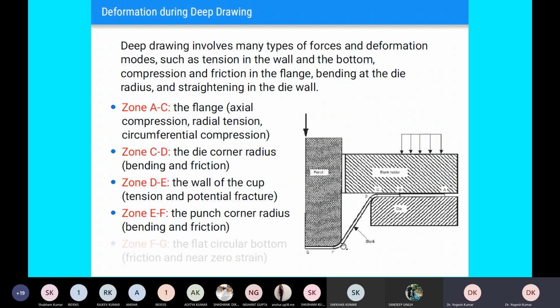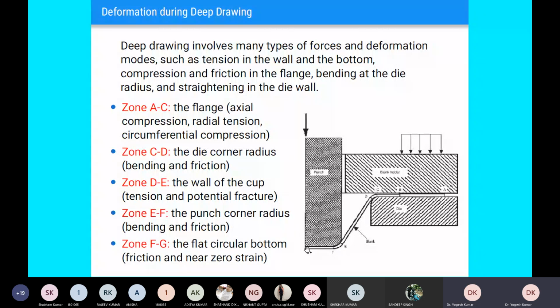Then we have the EF zone, that is the contact between the punch and your sheet. In this E to F zone, there is a punch corner radius, and because of this punch corner, what is happening? Bending is taking place, as well as friction between your punch and sheet.